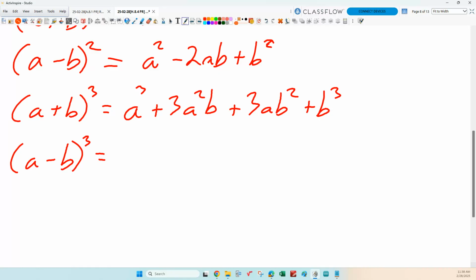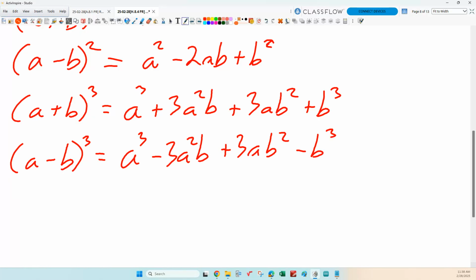A minus b cubed. Minus 3a squared b. Good. So the bottom one's the trickiest. How do you know where to put the minus as well? Because it's the same thing as saying a plus negative b cubed, right? And every place where the b is to an odd power, that would give you a negative term. Okay? That makes sense? So you got to know those.